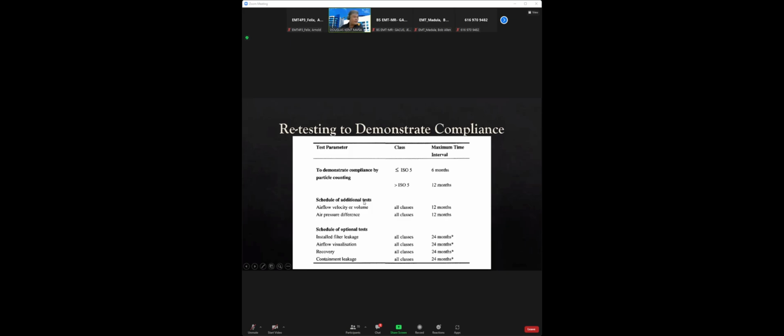Alright, these are now the parameters if we're going to conduct retesting just to demonstrate the compliance of ISO 14644-1. What is your basis here? So may basis na to, so we can conclude that the clean room really complies with the ISO 14644-1. We need to use this. Makita niyo ni, guys? This one.